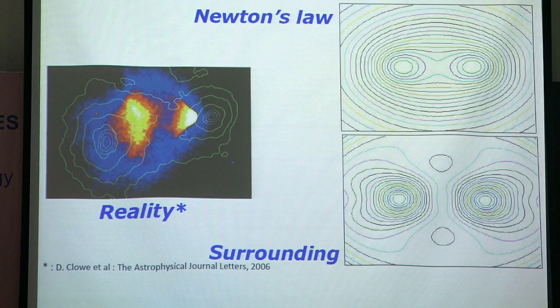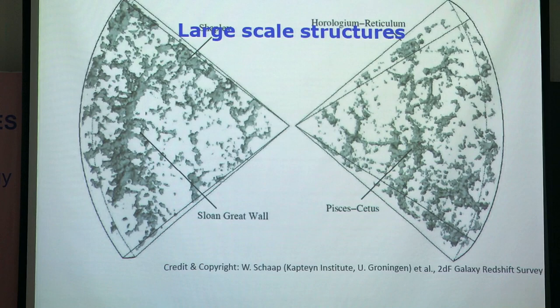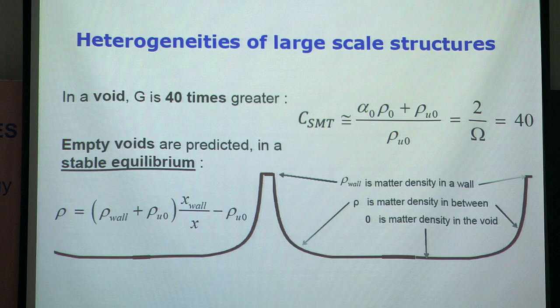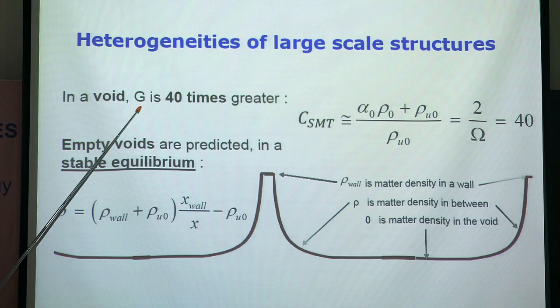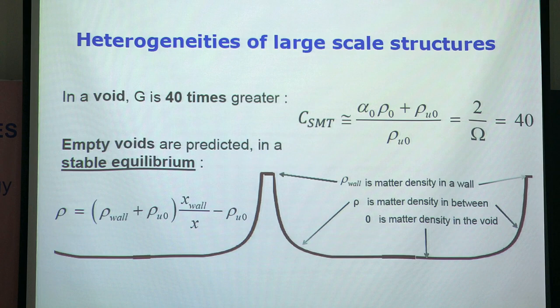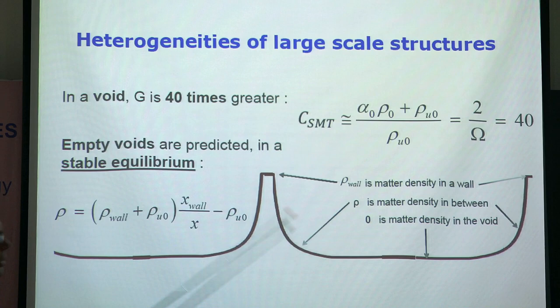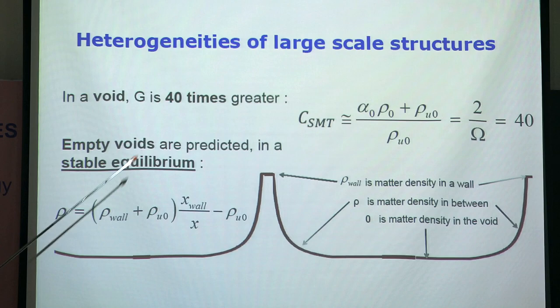So let's go to the issue of large scale structures, a well-known problem. Here are two points. First point, in a void, G is 40 times greater. This could be a result of the fitting, of course. The voids are completely wiped out by a 40 times greater G. But more than that, the model is predicting an equilibrium, which has this equation. This is matter density, the wall, the void. It's no longer a sinusoid like Newton's law could calculate. It's an equilibrium, but even more, a stable equilibrium.